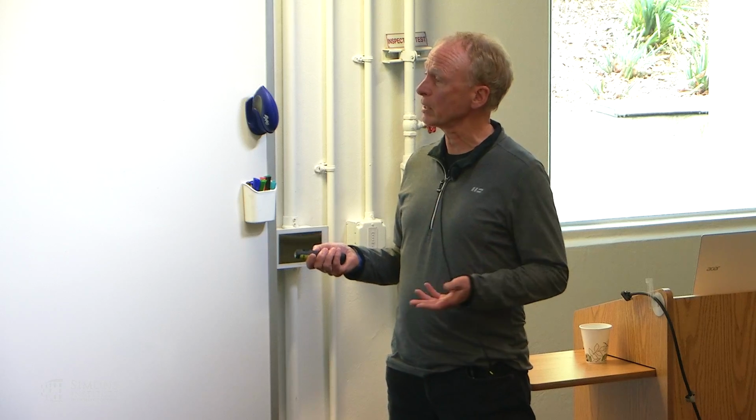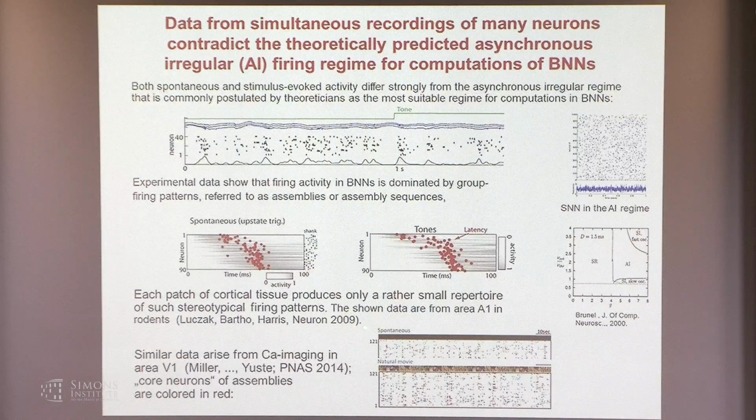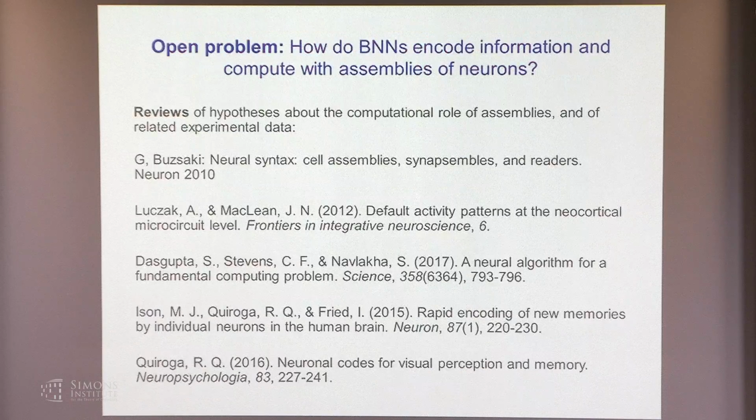And I'm somewhat alarmed by the fact that these are old data, but when I read theory papers, they still do not talk about this AI regime, right? So I think there's a very slow transmission of information from experimental neuroscience to theoretical neuroscience. And I think we have to shorten this transmission time from something like 10 years to 1 year or less. Otherwise, we're not making enough progress.